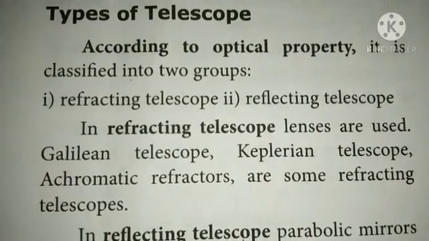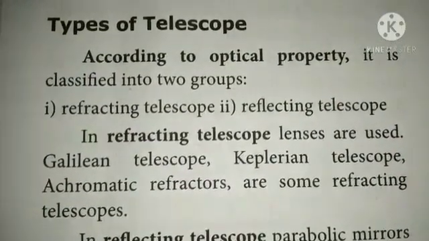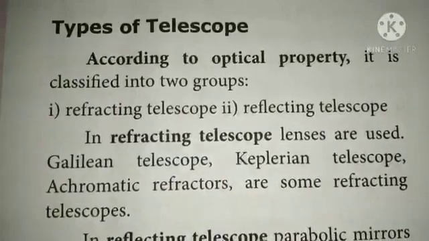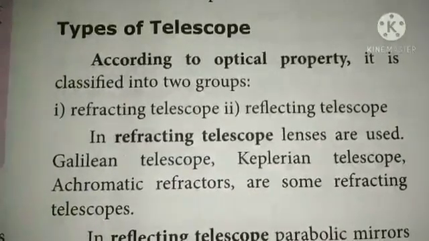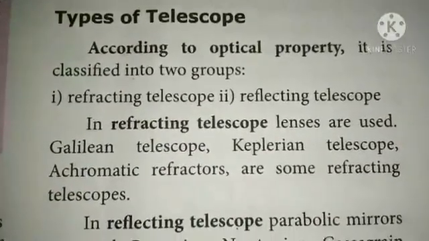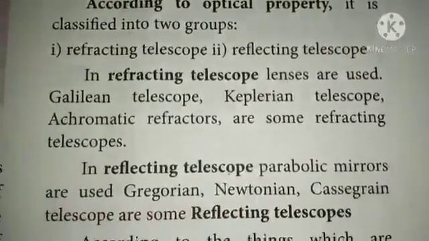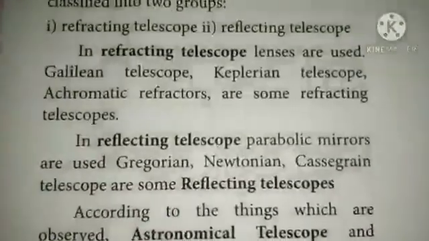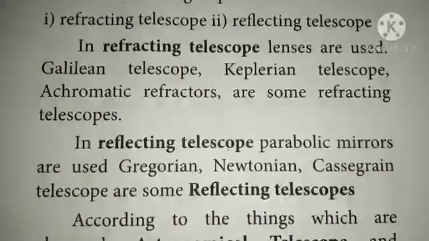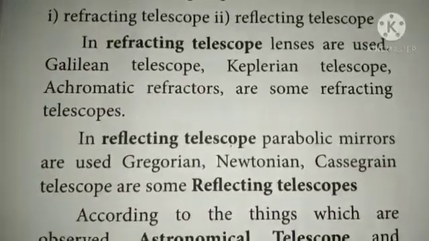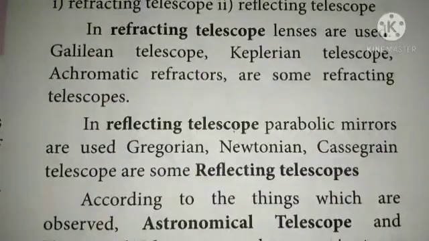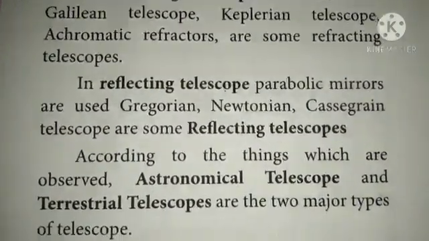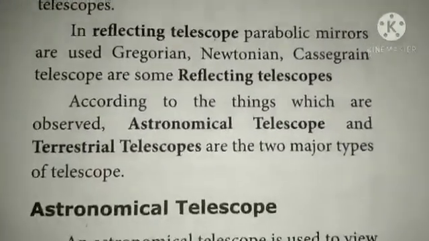Types of telescopes. According to optical property, it is divided into two types: refracting telescope and reflecting telescope. In refracting telescopes, lenses are used: Galilean telescope, Keplerian telescope, achromatic refractors, or some refracting telescopes. In reflecting telescopes, parabolic mirrors are used: Gregorian, Newtonian, Cassegrain telescope or some reflecting telescopes.